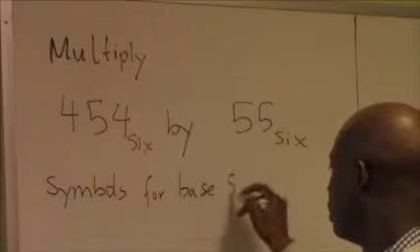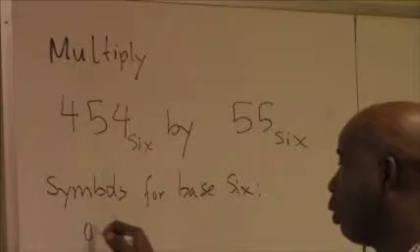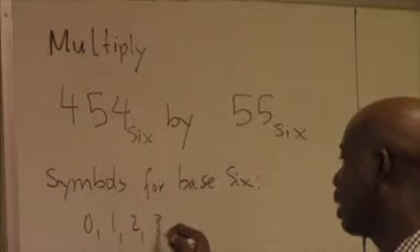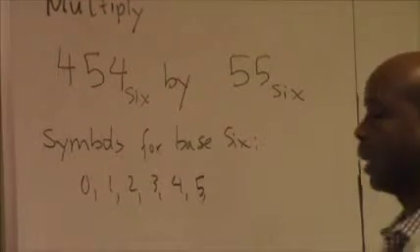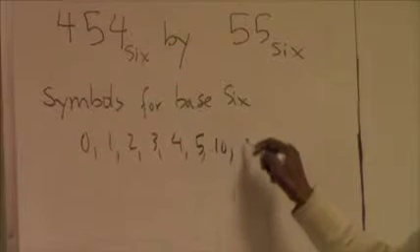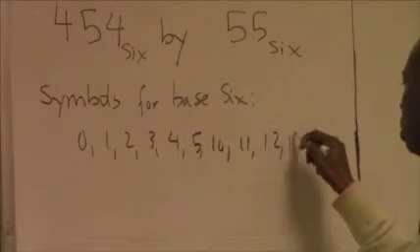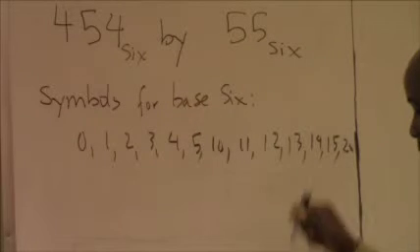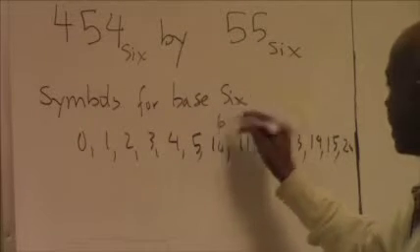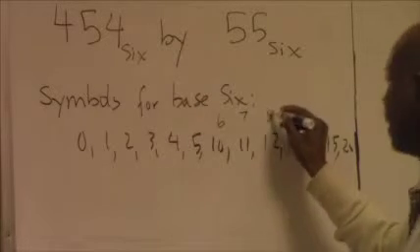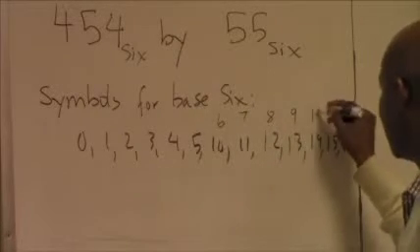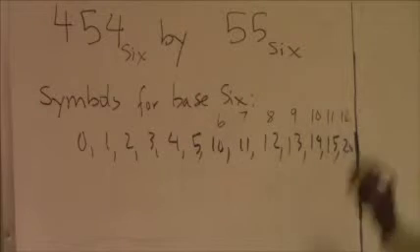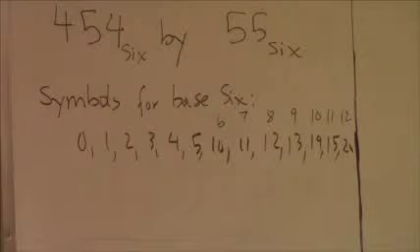We can have 0, 1, 2, 3, 4, 5. And when we get to 6, we're going to call it 1, 0, then 1, 1, 1, 2, 1, 3, 1, 4, 1, 5, and then we'll have 2 zeros. So that's equivalent to saying 6, 7 in the base 10 system, 8, 9, 10, 11, 12. So we can go on like that.